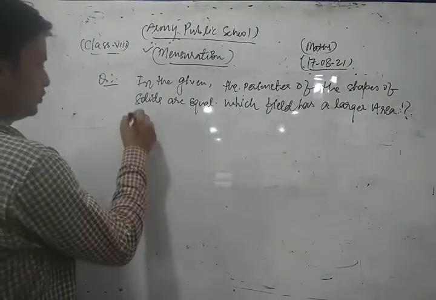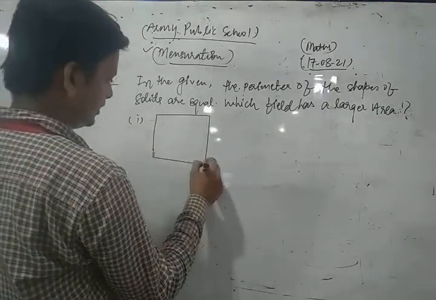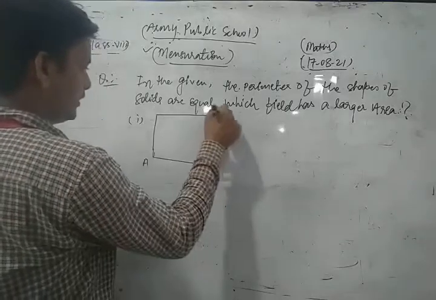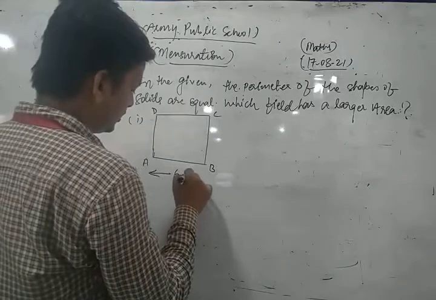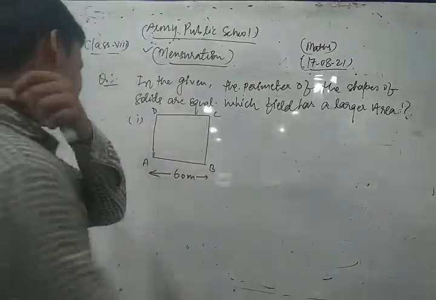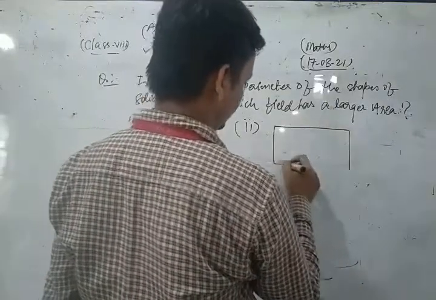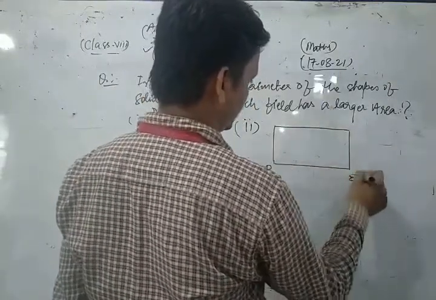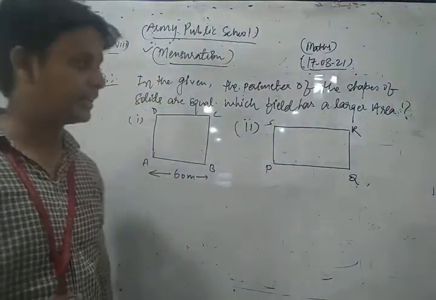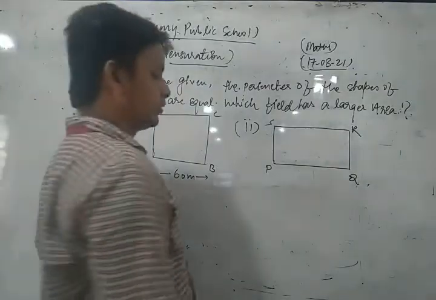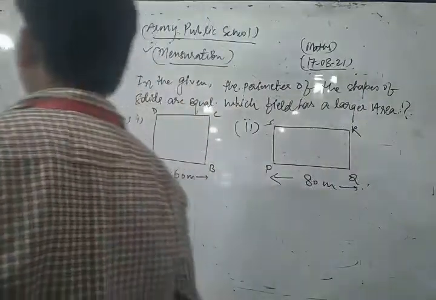Your fields are two. The first one is the shape of a square. Yes, this is the shape of a square. We take A, B, C, D, and it is given that one side of the square is 60 meters. And second, this is the rectangle. Let us take P, Q, R, S. This is the second field, in the shape of a rectangle, and the length of the rectangle is given as 80 meters.